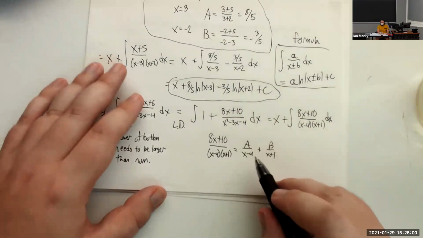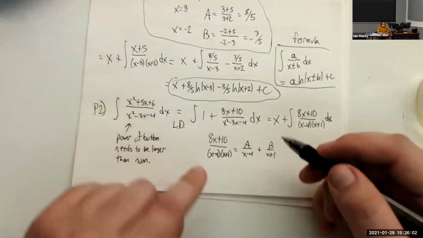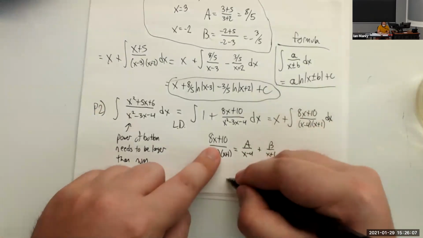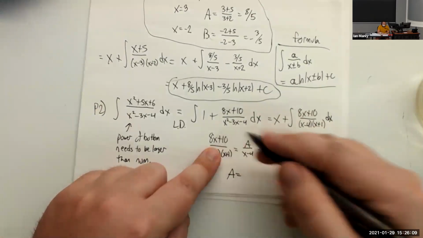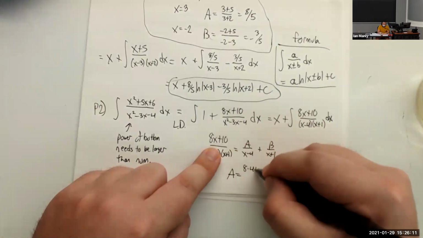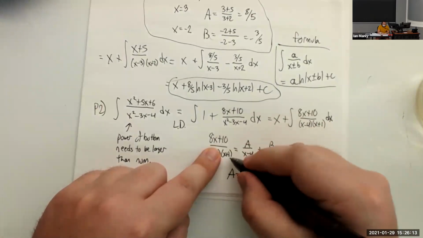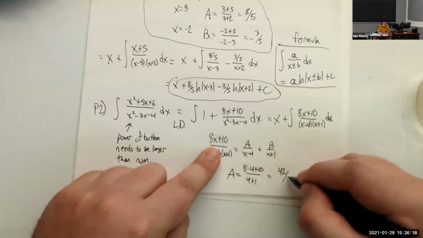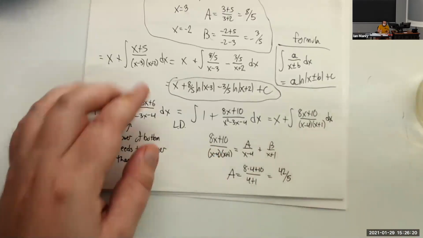All right, so let's go ahead and get a here. So the x value for a is going to be 4, right? So what I do is I plug 4 into here, and then I divide by 4 plus 1. So I end up getting, somewhat awkwardly, 42 over 5. That's kind of a weird fraction.